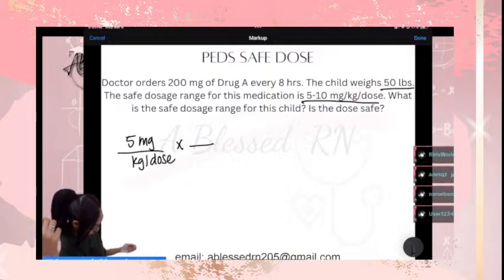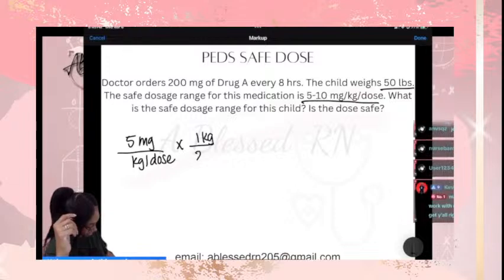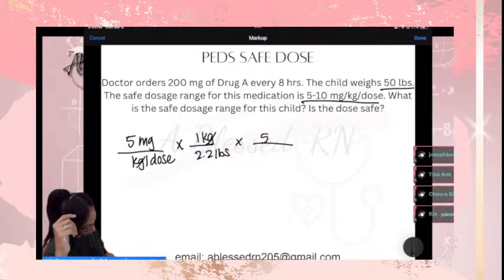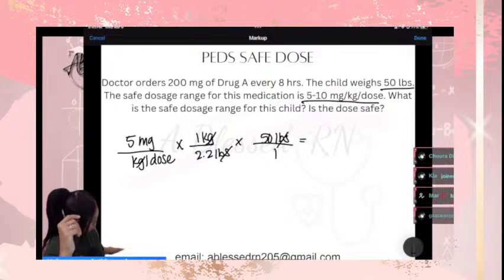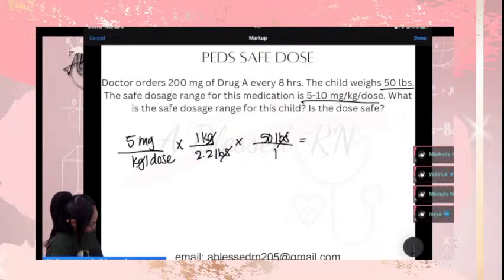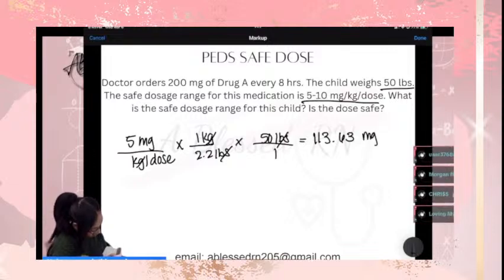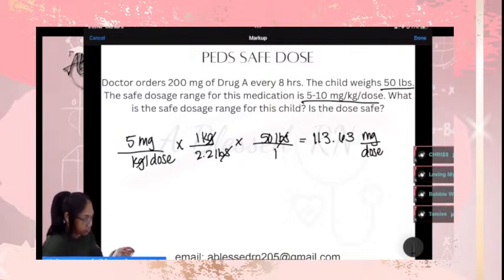So what we have is pounds. So we'll do 1 kg is 2.2 pounds. Kgs cross out, and now we have 50 pounds is not in a relationship with anything. We'll put it over 1. So we'll do 5 times 50 divided by 2.2. And that's going to be 113.63 or 113.6, just depends on how your school, ATI, HESI, whatever test you're taking tells you to round, okay?